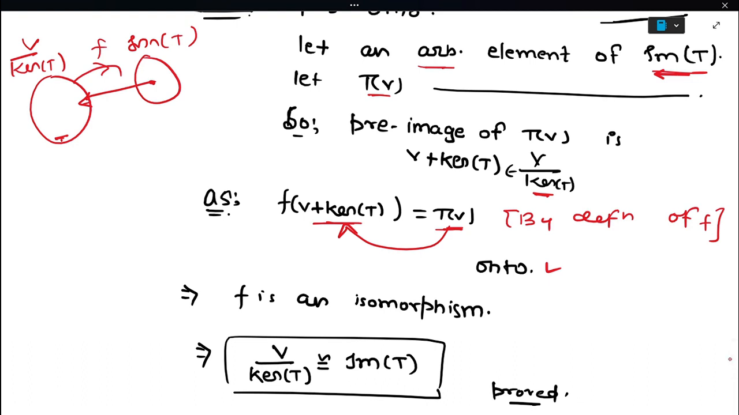Okay, so now we have proved that f is a function, linear, 1-1 and onto. So f is an isomorphism. Hence V by kernel of T is isomorphic to the image set of T. Okay, thank you.